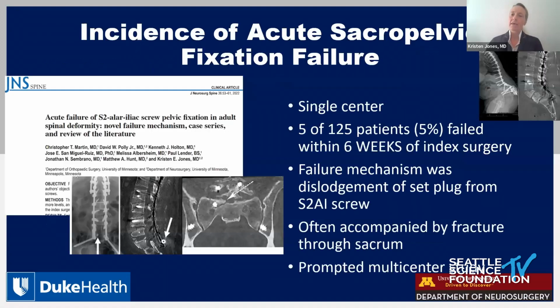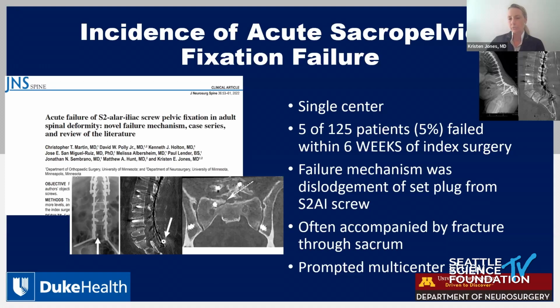One thing that I focused on with research is what happens acutely when pelvic fixation fails and what patients have acute failure. And when I say acute, I mean within 6 weeks of the index surgery, a patient that has a failure. Is there anything that we can do to predict that? We're seeing quite a high rate in my former position at the University of Minnesota, 5% of patients having failure, and these were all deformity patients. And these were all S2AI screws, and the failure mechanism was dislodgement of the set plug from the S2AI screw with or without a sacral fracture.